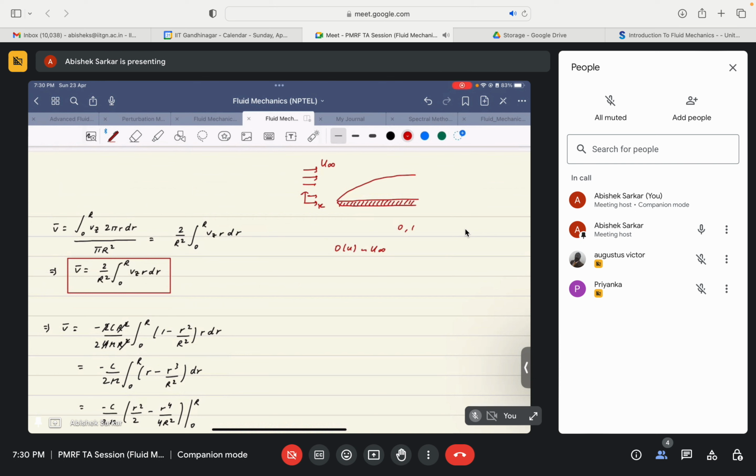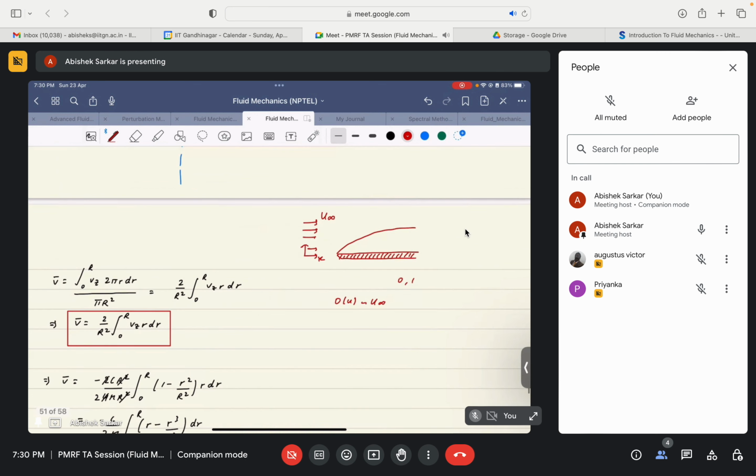Order of magnitude of u scales as u infinity. Could you please repeat just once? Okay, sure. I guess I have to tell you about order of magnitude a bit. Say that our u infinity is 5 meter per second.